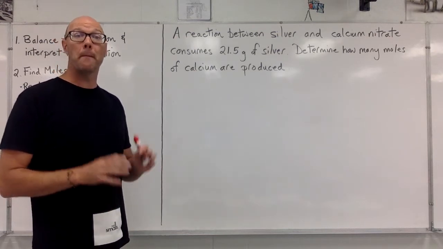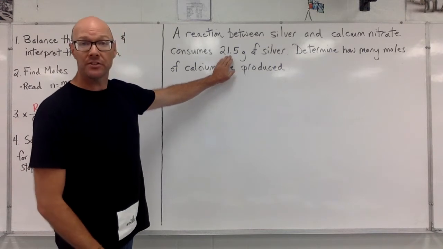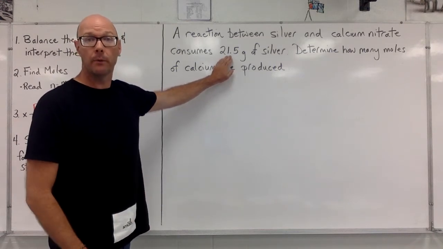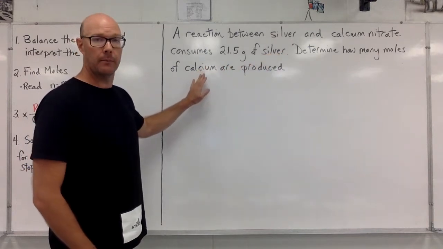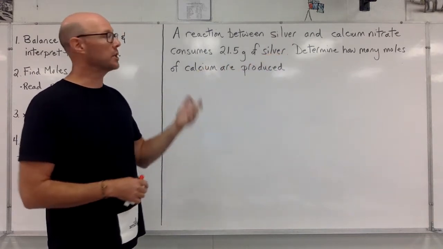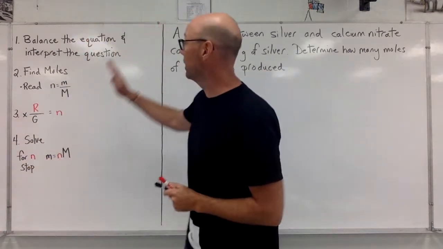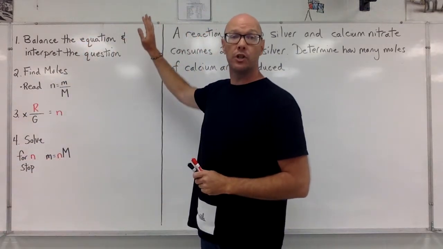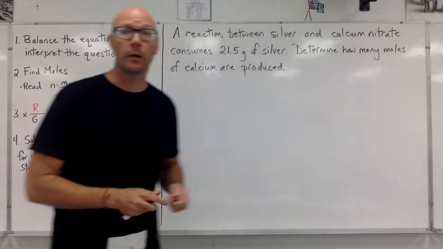Now this one is called a mass to mole question because there's mass in the question about one chemical and it asks us for moles of another chemical. From one chemical to the next, mass to mole. Any stoichiometry problem starts the same way. Balance the equation and interpret the question. Be on the lookout for some keywords.